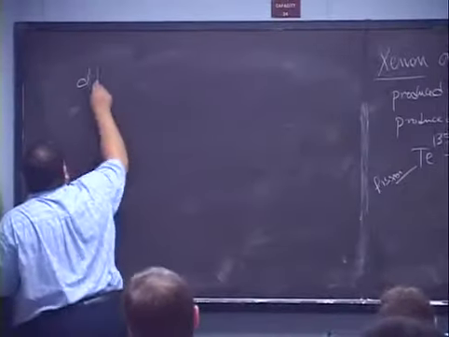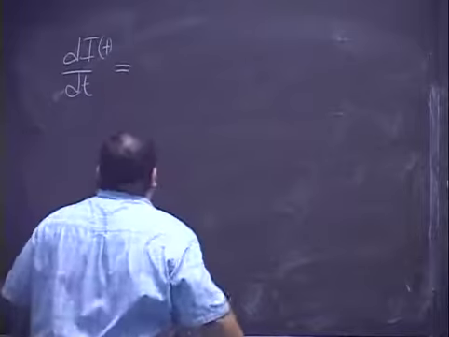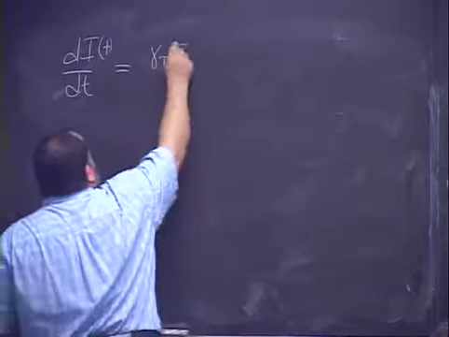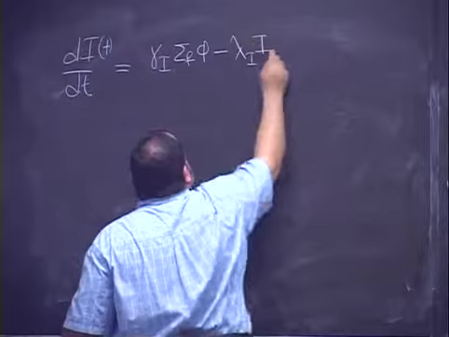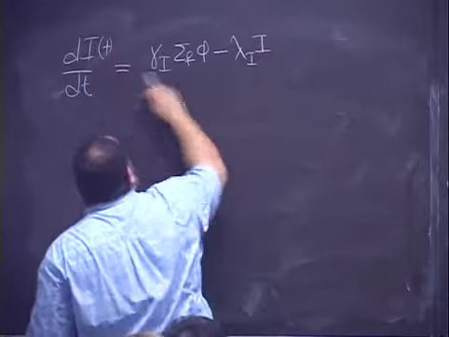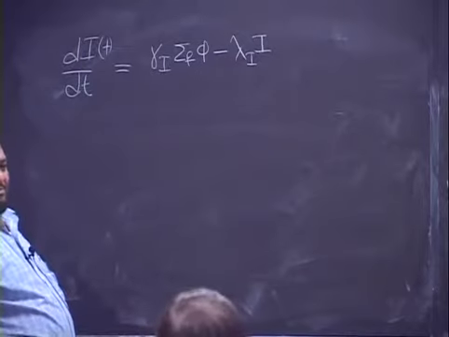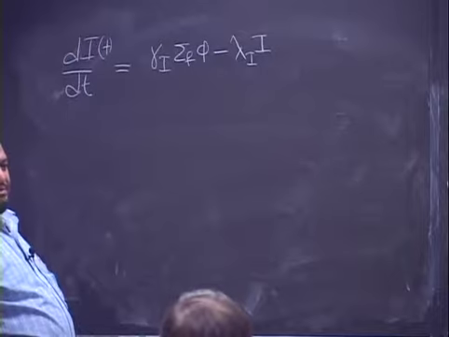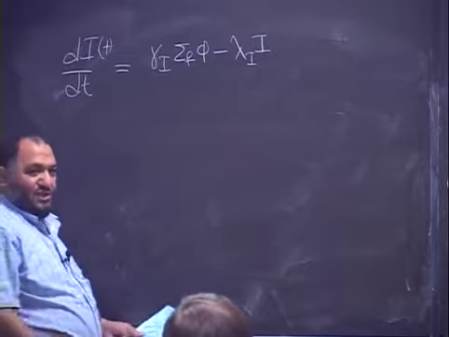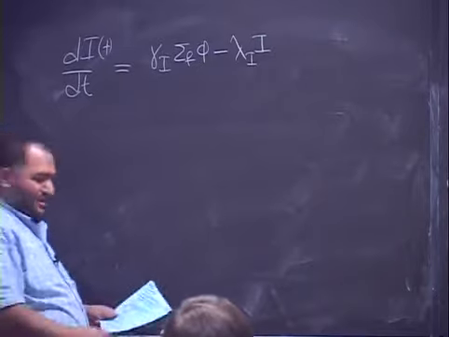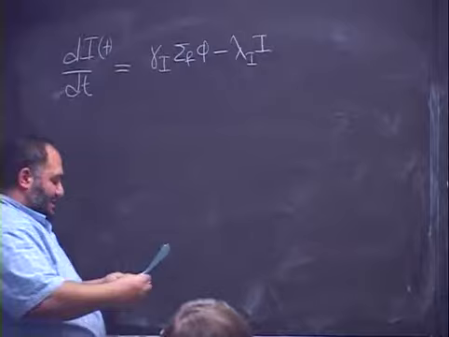I will have dI(t)/dt for the iodine equal to: iodine is generated from fission with gamma I sigma fission phi, and it decays through lambda I times I. So I capital is the concentration of iodine. Instead of writing N, I wrote I, so that we will have a differentiation between N iodine and N xenon, which I will write as X.